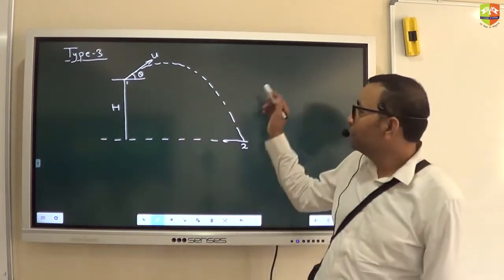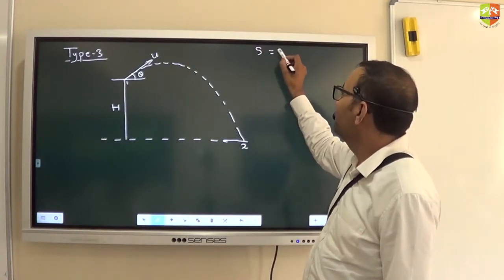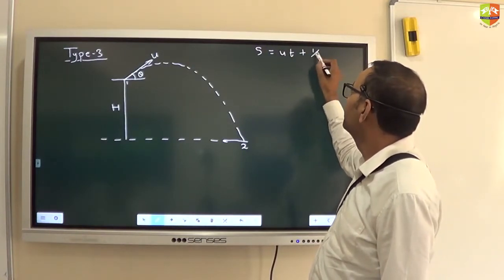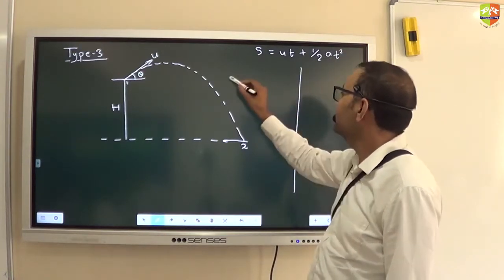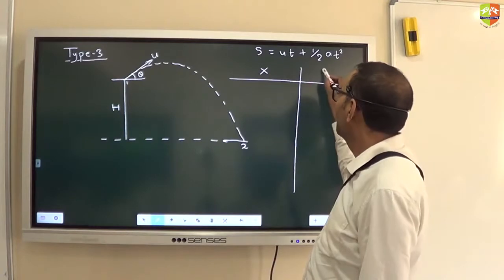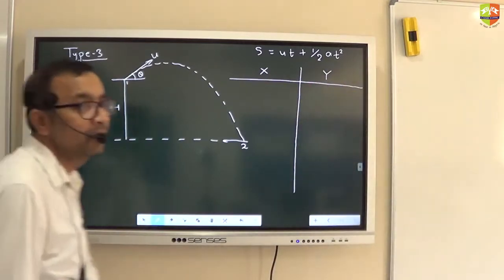So you need to write down s equals ut plus half at square. Write down this equation along the x-axis and then along the y-axis. Do it quickly. Done?